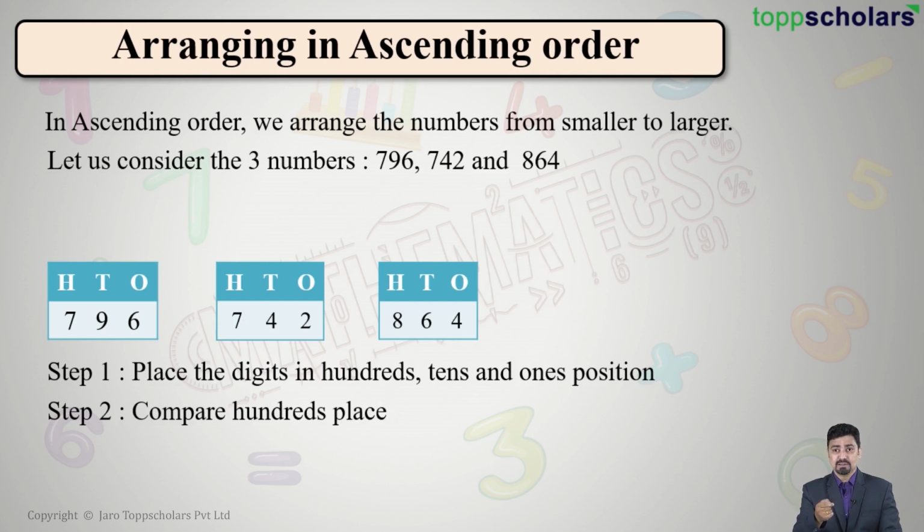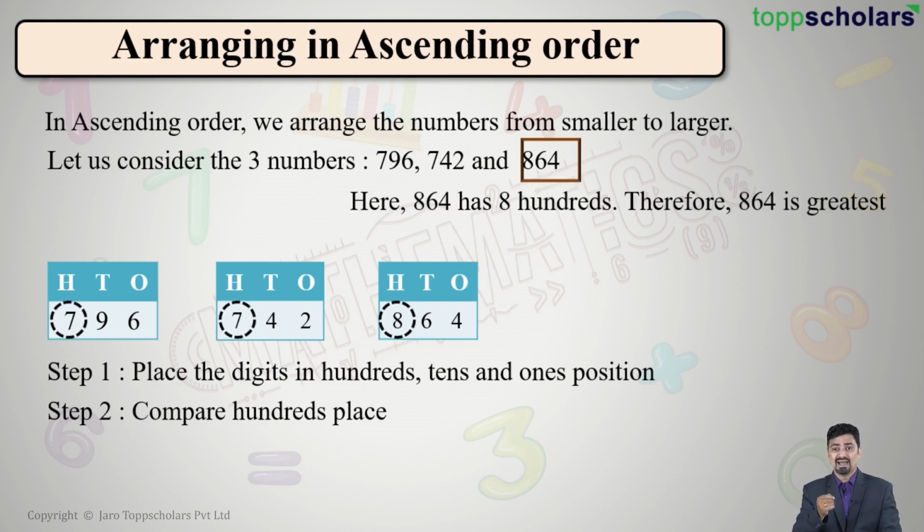In the next step, we compare the hundreds place of all the three numbers. So, what do we have in the hundreds place? The first number, we have 7 in the hundreds place. In the second number, we have 7 in the hundreds place. And in the third number, we have 8 in the hundreds place. So, after comparing the hundreds place, we see that 864, which has 8 hundreds, will be the greatest number, correct?